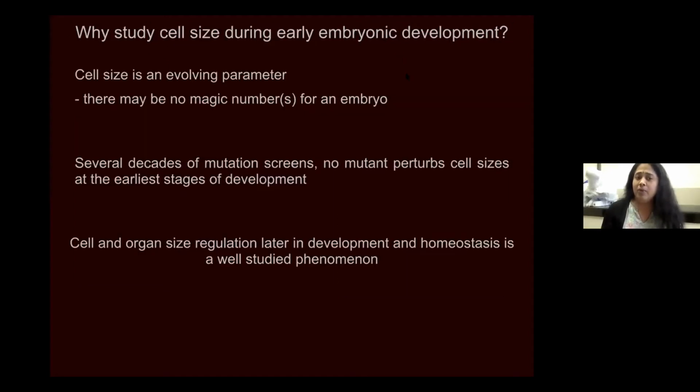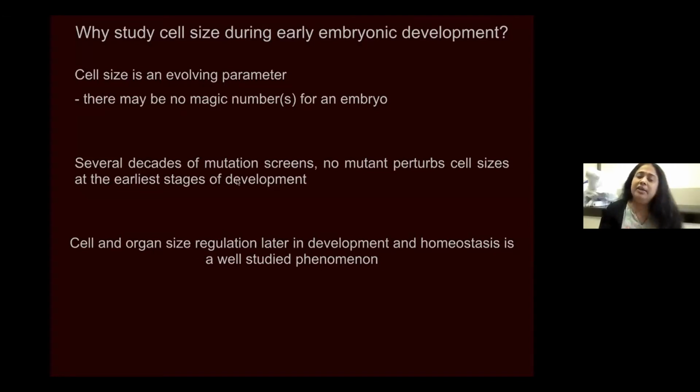Now, why study this process at all? Why is this interesting? To us, this was interesting because cell size is an evolving parameter during early development. And it is possible that once a 64 cell embryo divides to make another tier of cells, in that new collective, there may be no magic cell size numbers. It could simply be that it's a stochastic process and the embryo just decides to work with what it has.